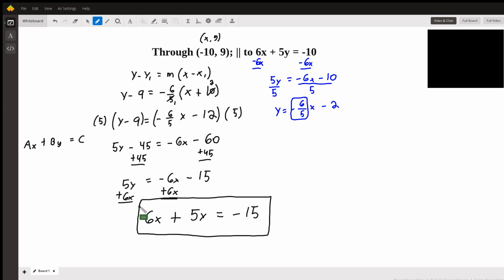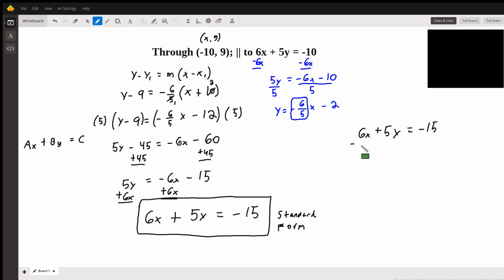Now, in case you needed slope-intercept form, which is y = mx + b form, I'll just convert that for you quick. So this is going to be standard form. The slope-intercept form is going to be, so I'm just going to write the equation again, 6x + 5y = -15.